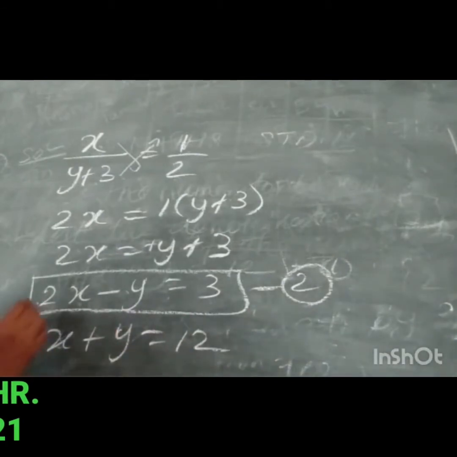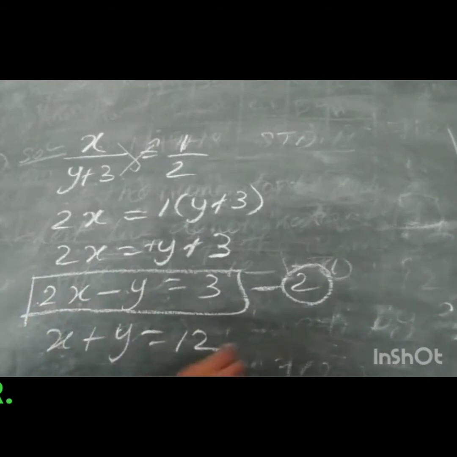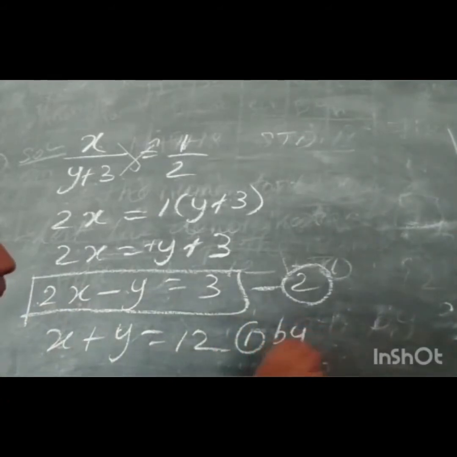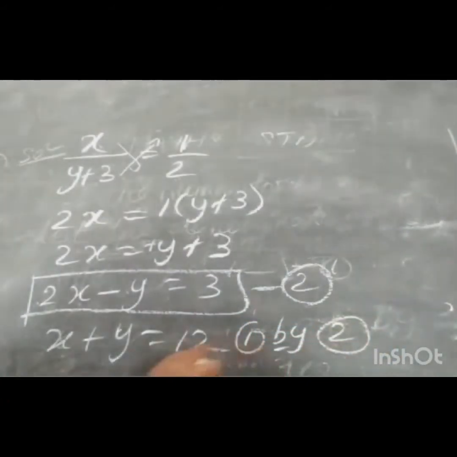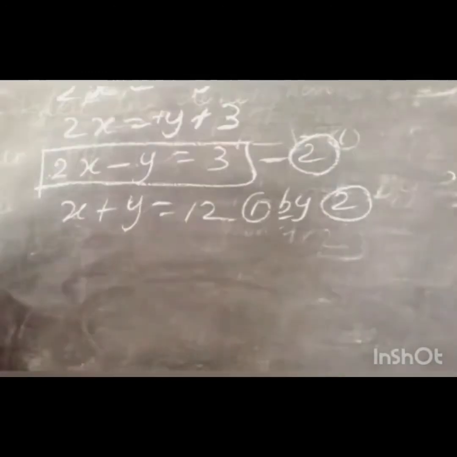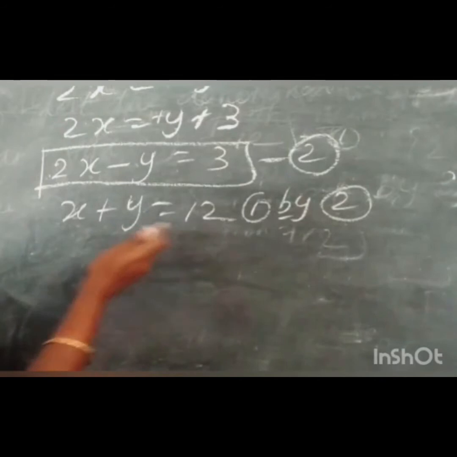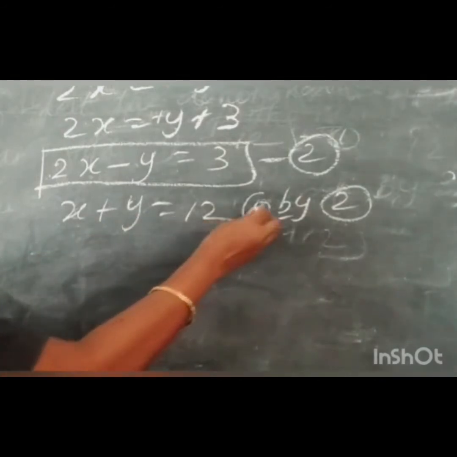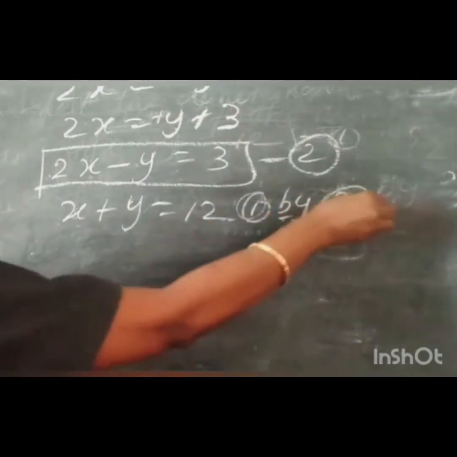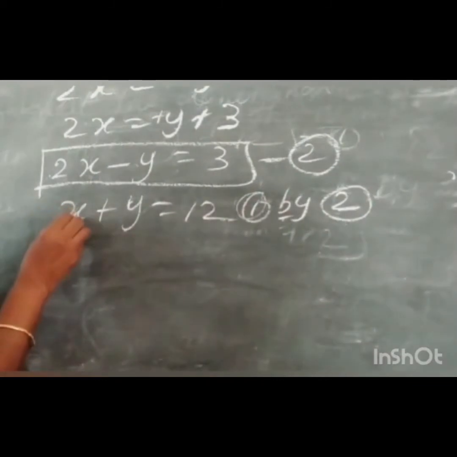Now you can consider, here the first one is 2x, here x only. So you can multiply the first equation by 2. Now you can multiply this full equation, left hand side and right hand side. What is x plus y equal to 12? You can multiply this first equation by 2. So we multiply x by 2.